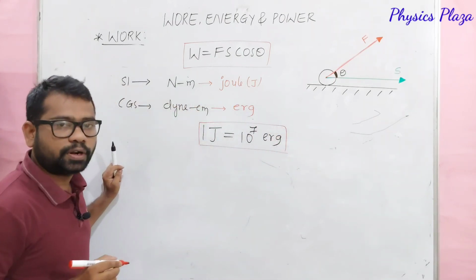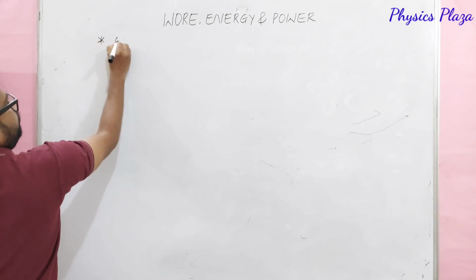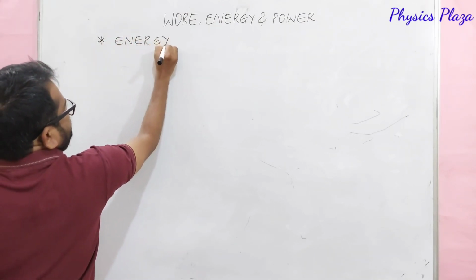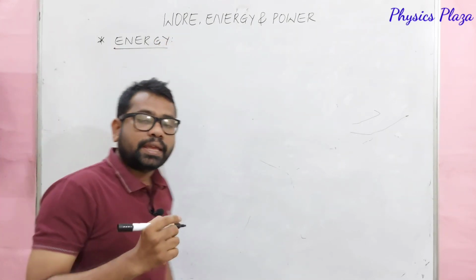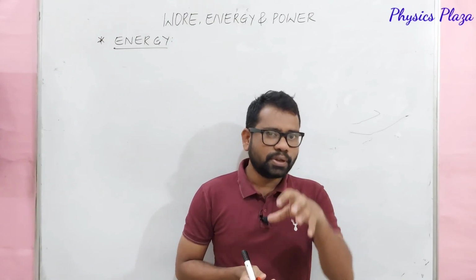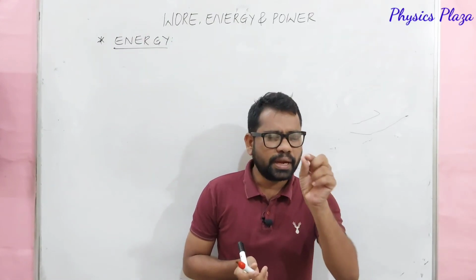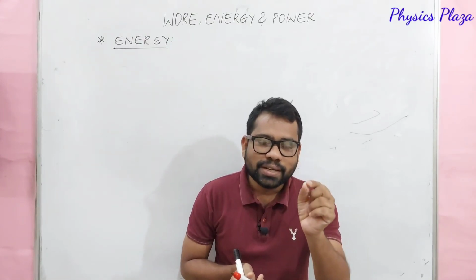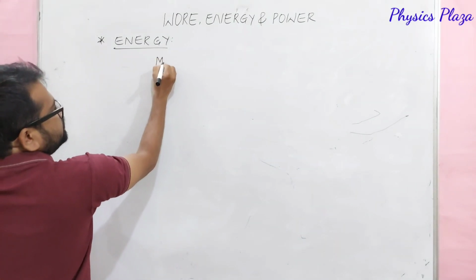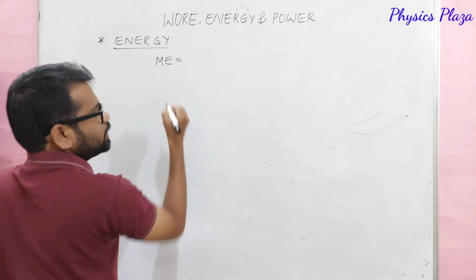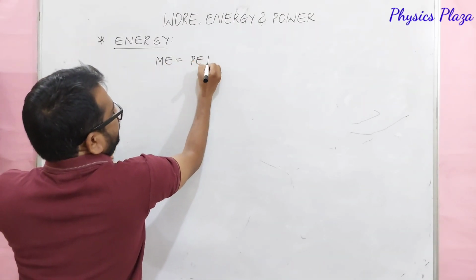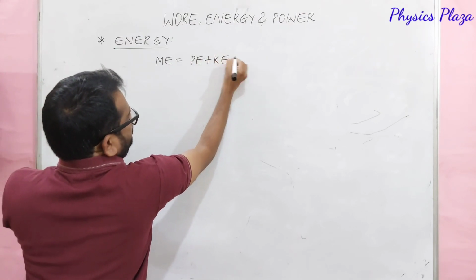This is about work. Now we will be talking about energy. Children, what is energy? Energy is nothing but the capacity to do work. Especially in this chapter we will mainly talk about mechanical energy, potential energy and kinetic energy. We know that mechanical energy is the sum of potential energy and kinetic energy.